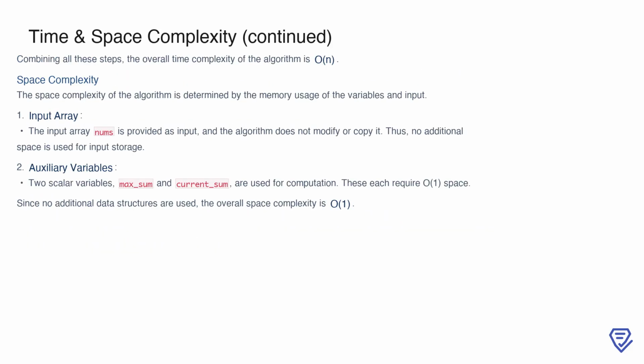When we look at space complexity, this algorithm is highly efficient. The input array nums is passed into the function but is not modified or duplicated, so no additional space is used for input storage. The only extra memory utilized is for the two scalar variables, max_sum and current_sum. These variables require constant space, O(1), regardless of the size of the input array. Importantly, the algorithm does not rely on any additional data structures such as arrays, lists, or hash maps, which keeps the space usage minimal. Therefore, the overall space complexity of the algorithm is O(1), making it optimal in terms of memory usage as well as computational efficiency.